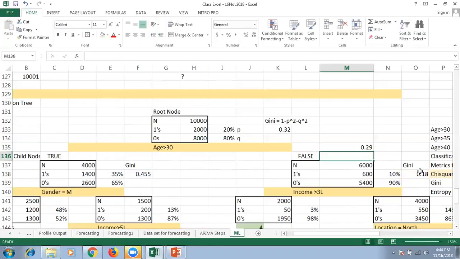And if I calculate, what is my Gini at level 1? 0.29. So how much improvement did you get from the root node to level 1? 0.32 to 0.29, that means 0.03. Correct. 0.03 is the net improvement you got. So what I'm trying to say is, whichever cutoff gives me the highest improvement will be the best split.